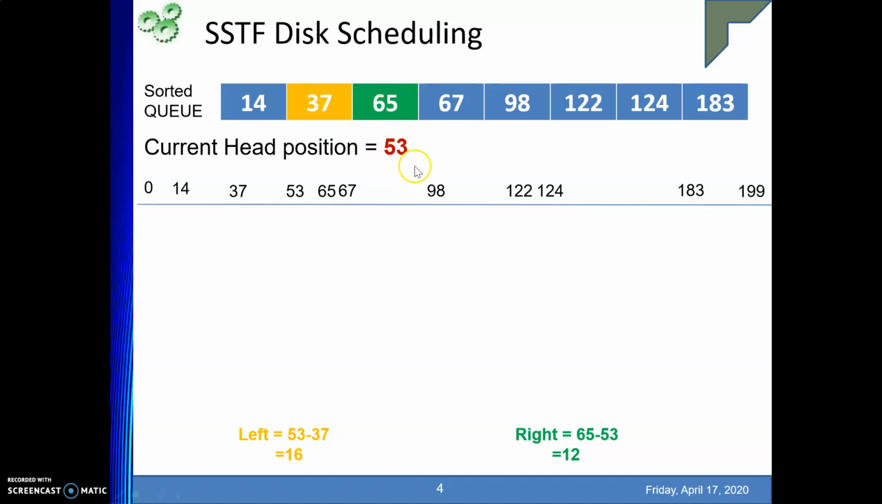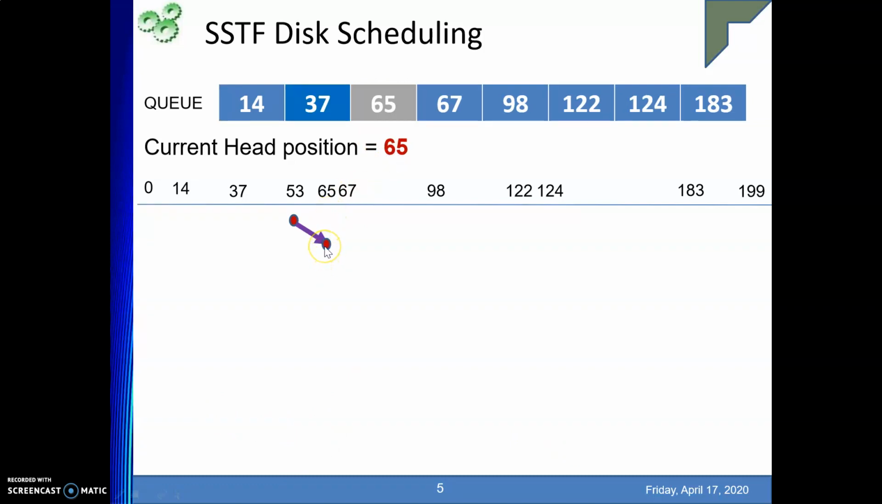So from 53, one neighbor is 37, another neighbor is the right neighbor 65. We'll find the displacement from 53 to 37. From 53, we see how far 37 is located. It is at distance 16. And for the right neighbor, 65 minus 53, the displacement is 12. So where is the displacement smaller? In the case of our right neighbor. Here it is 16, here it is 12. So where should we move? From 53, we should move to 65, because 65 is nearer compared to the left neighbor 37, right? So from the current head position, we'll move to 65.